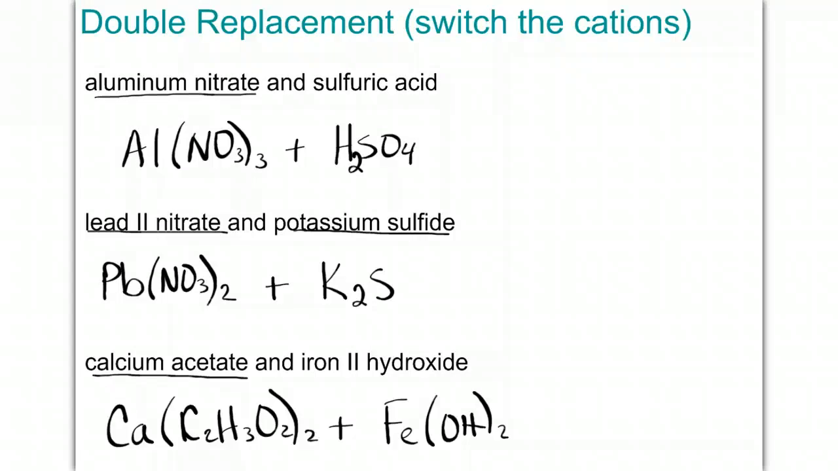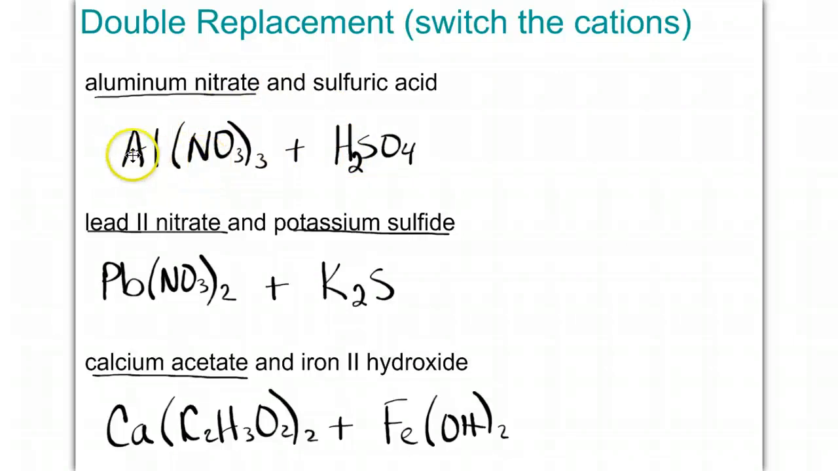First of all, we're always going to switch the cations in a double replacement. The cations always come first. So aluminum is going to switch with hydrogen. These are always the cations, the ones that are in front of the compound. Aluminum and hydrogen will switch spots. They should remain in the front because they are cations as well.